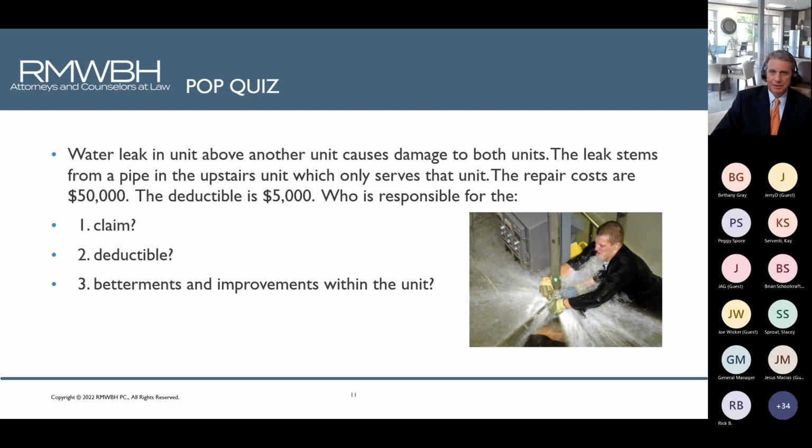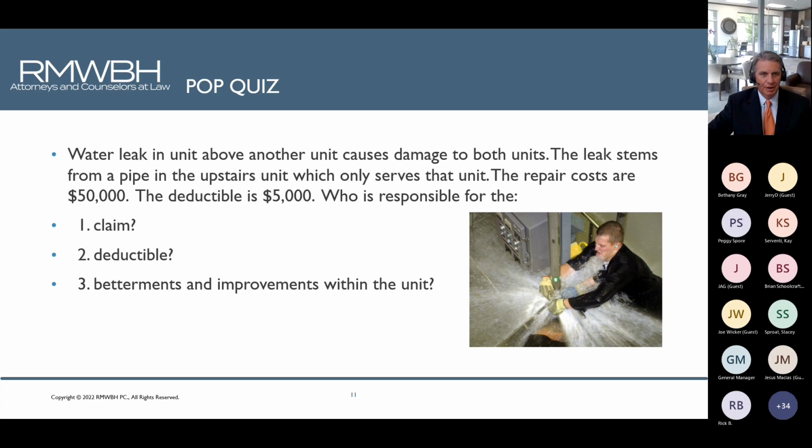Now, pop quiz. You can just do it in your head. Honor system. A water leak in a unit above another unit causes damage to both units. The leak stems from a pipe in the upstairs unit, which only serves that unit. The repair costs are $50,000. The deductible is $5,000. Who is responsible for, first, the claim, second, the deductible, and third, betterment and improvement within the unit?